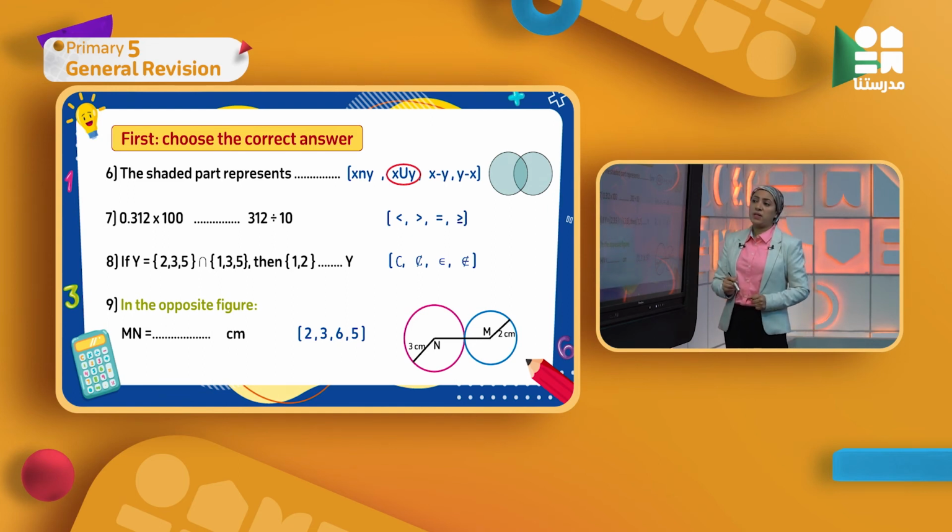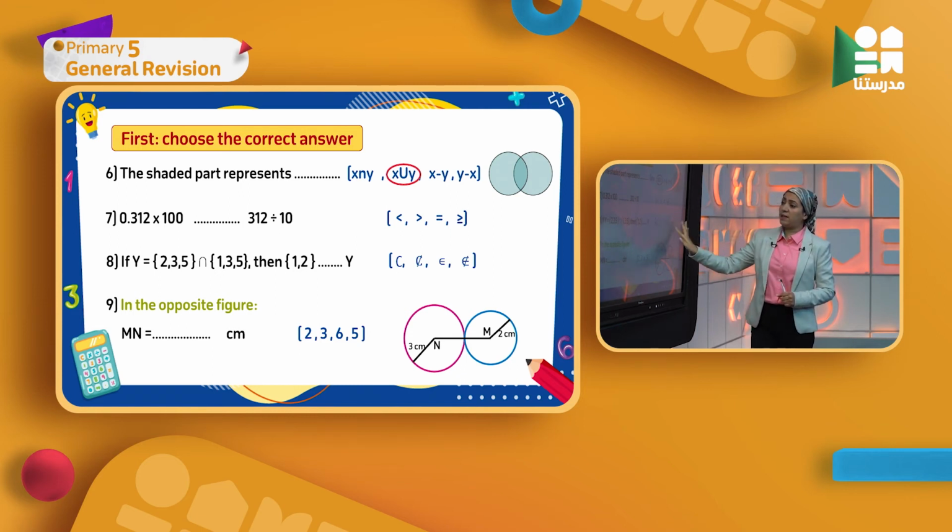Okay? So here, 0.312 times 100. Again, I will move the decimal point 2 places to the right because of the zeros. So this is going to be the answer for the first one, 31.2, because I have moved the decimal point 2 places to the right.